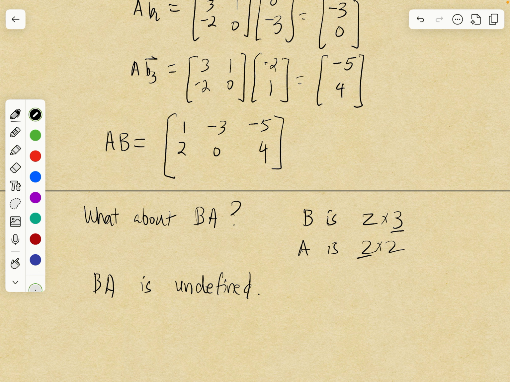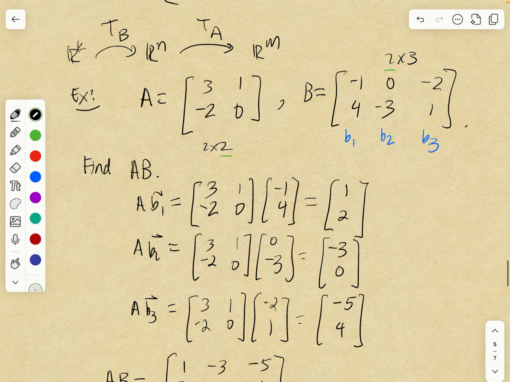So when you have matrix multiplication, it doesn't work the same as multiplying numbers, right? If you multiply two numbers, x and y, then x times y is the same as y times x. Well, if you have two matrices, you can have A times B as a matrix, but B times A is not even anything. It's undefined.